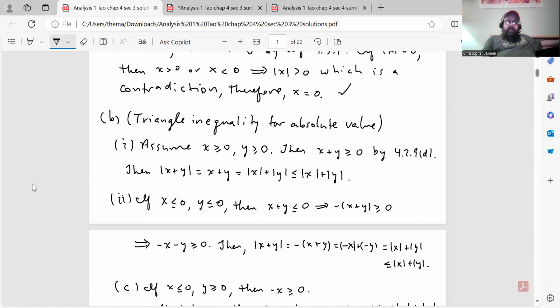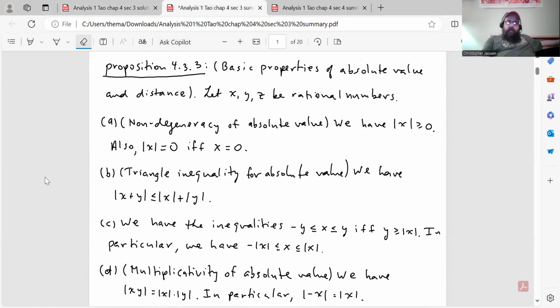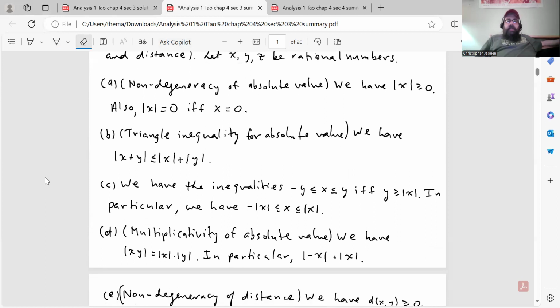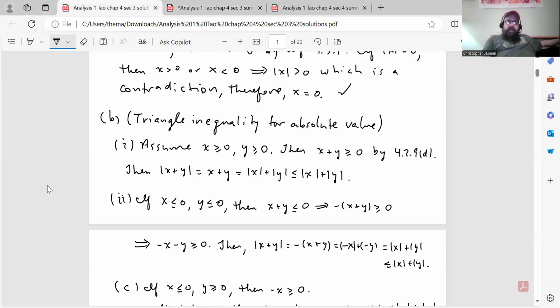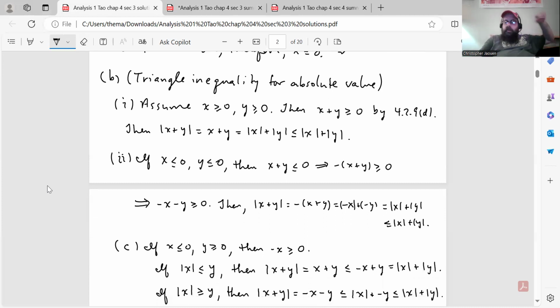All right. Part B is the triangle inequality. Let me just bring it up here so you remember what it says. We have absolute value of x plus y less than or equal to absolute value x plus absolute value y. So here I broke it up into cases, and actually we did prove the triangle inequality in Spivak, but in Spivak we did it for real numbers, so it's worth doing it again here, just using what we know about rationals now. So assume x greater than or equal to 0, y greater than or equal to 0, then x plus y is greater than or equal to 0 by 4.2.9 part D. Then absolute value of x plus y is x plus y, which is equal to absolute value x plus absolute value y, which is less than or equal to itself. So that proves it in that case.